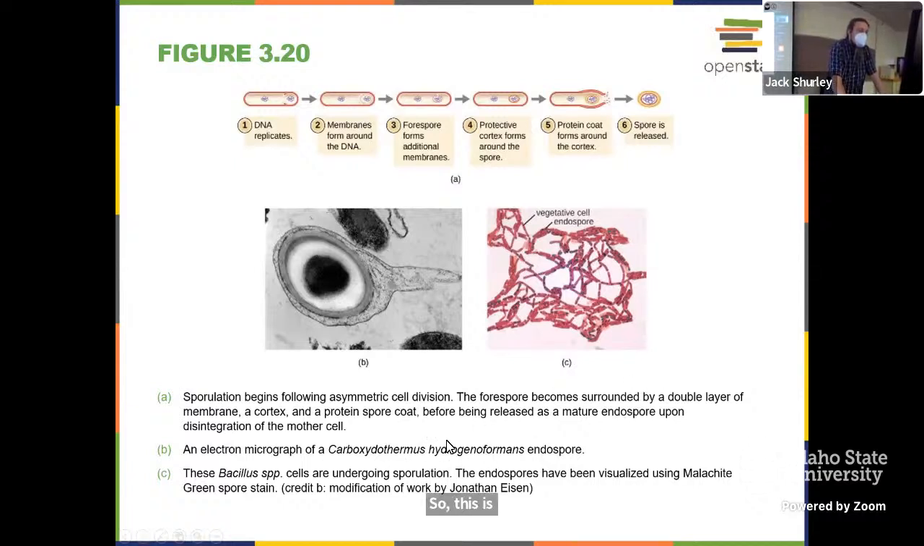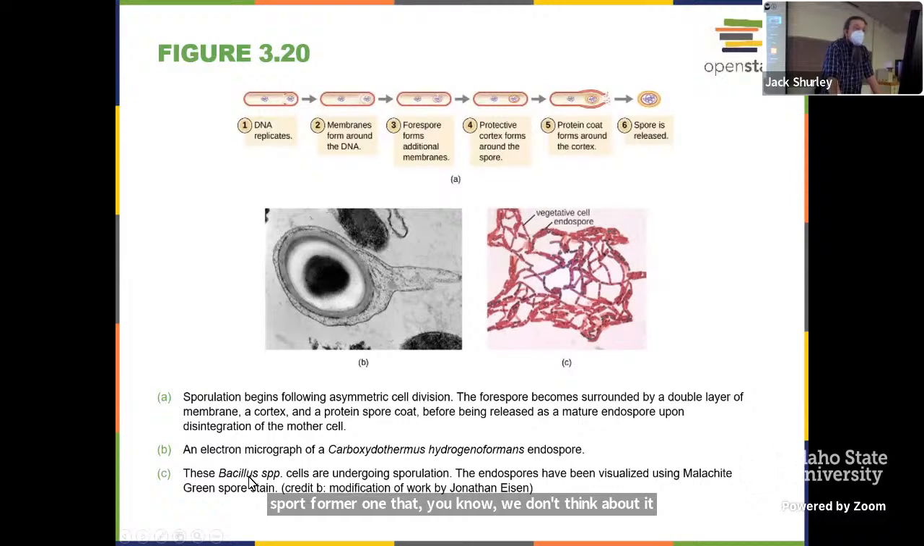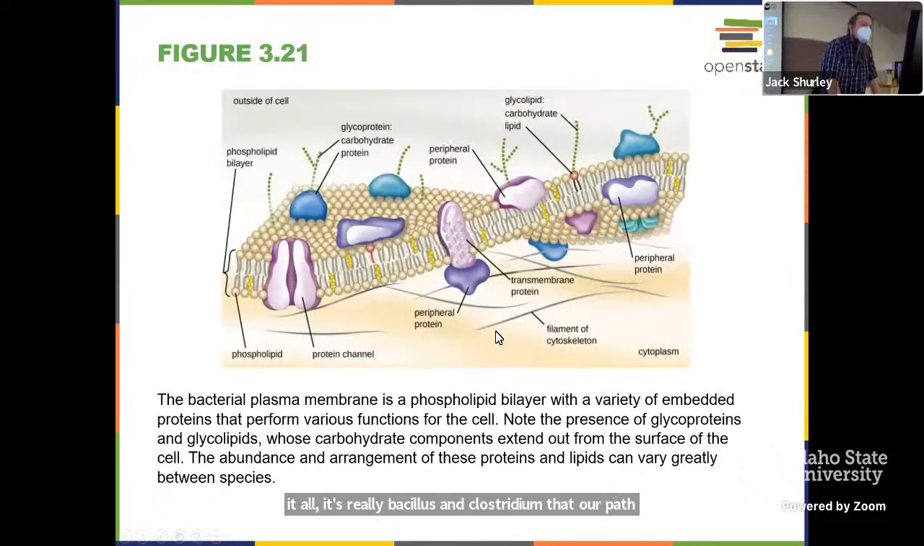And this is a different spore former, one that we don't think about at all. It's really Bacillus and Clostridium that are pathogens, and the ones we're concerned about in here.